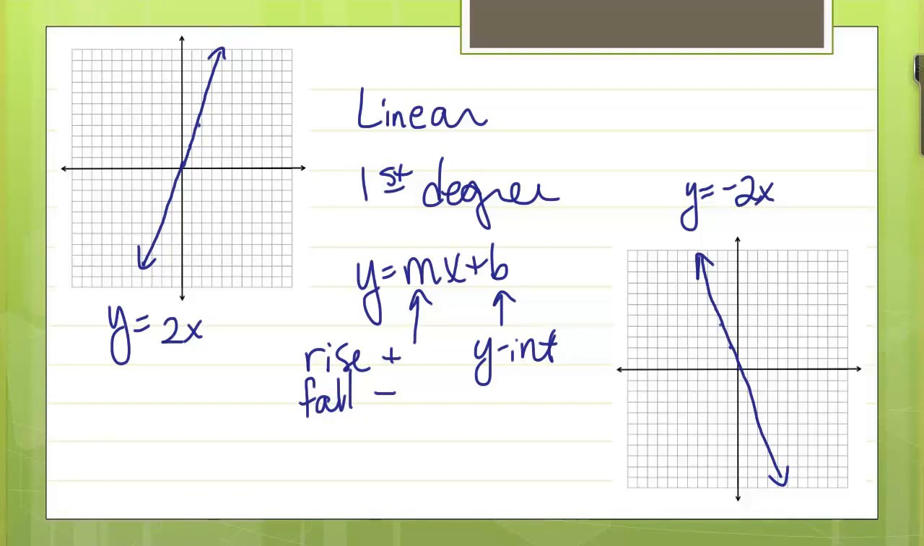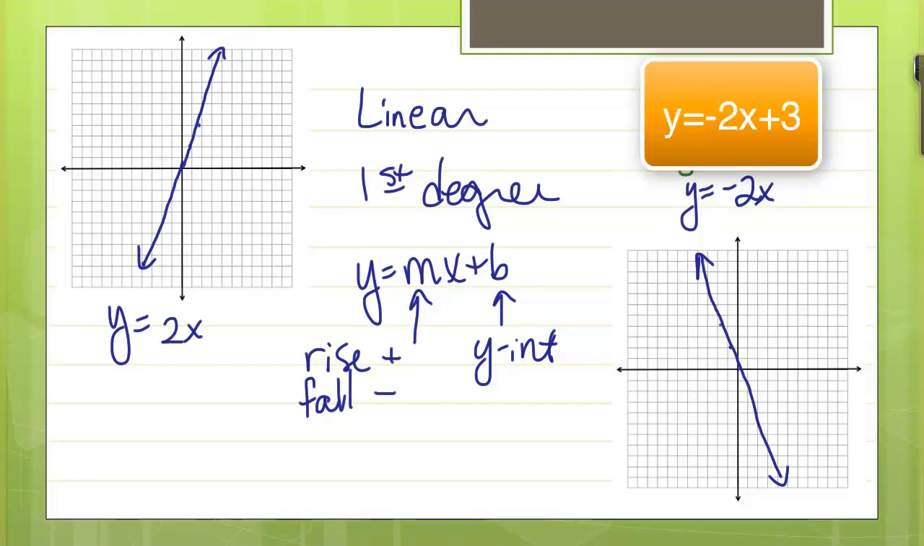And if I changed it to y equals 2x plus 3, we get the same thing, but it crosses the y-axis at a different point. Again, let's make that a little straighter. So the y-intercept just moved it up and down the y-axis. The slope is what made it fall or rise. Now let's move on to the next type.